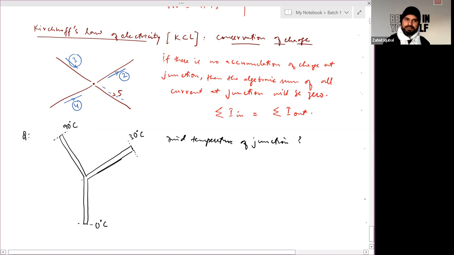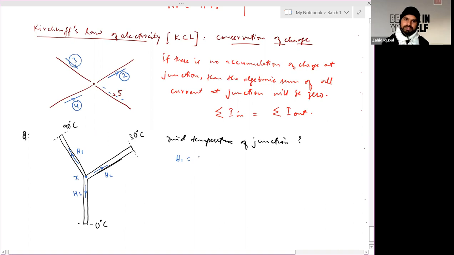Now for this part, just assume the temperature of this particular junction to be X. And by convention, take all current going outward, since we haven't any clue about which current must go inward and which current must go outward. So it will be better to take all current going outward. So let's say H1 along this direction, H2 along this direction, and H3 along this direction.